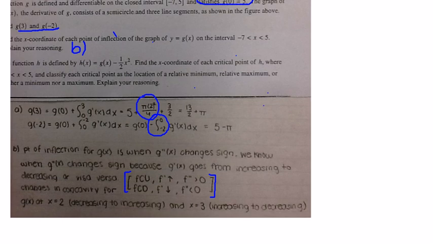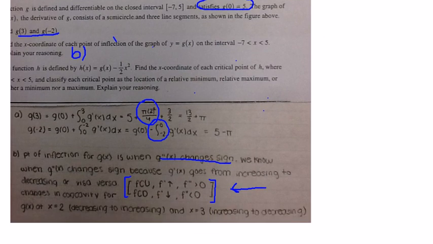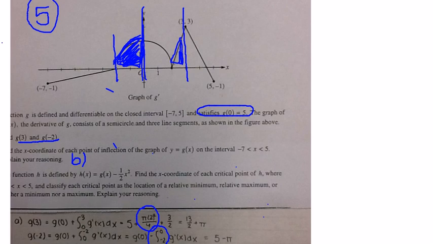So we're given the graph of G prime, and we want to know when G changes in concavity. So we know that when G prime changes sign, or G double prime changes sign, G prime goes from increasing to decreasing, because we have those rules right here. And then we'll know also if it's concave up or concave down for just G. So I went back and looked at the graph, and let me erase this so it's not so messy.